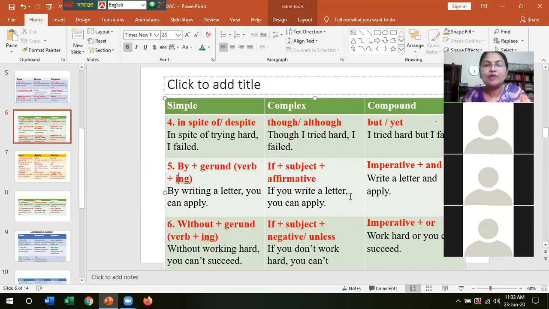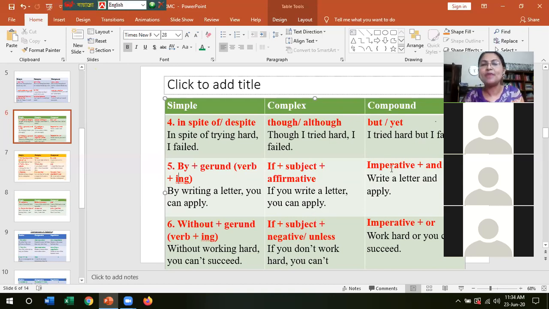Like, if you write a letter, you can apply. Here, if you write a letter is a subordinate clause because its meaning is not clear. If we do not use the further clause, that is, you can apply. So this is a subordinate clause, and you can apply is the principal clause. Thus, it has become a complex sentence.